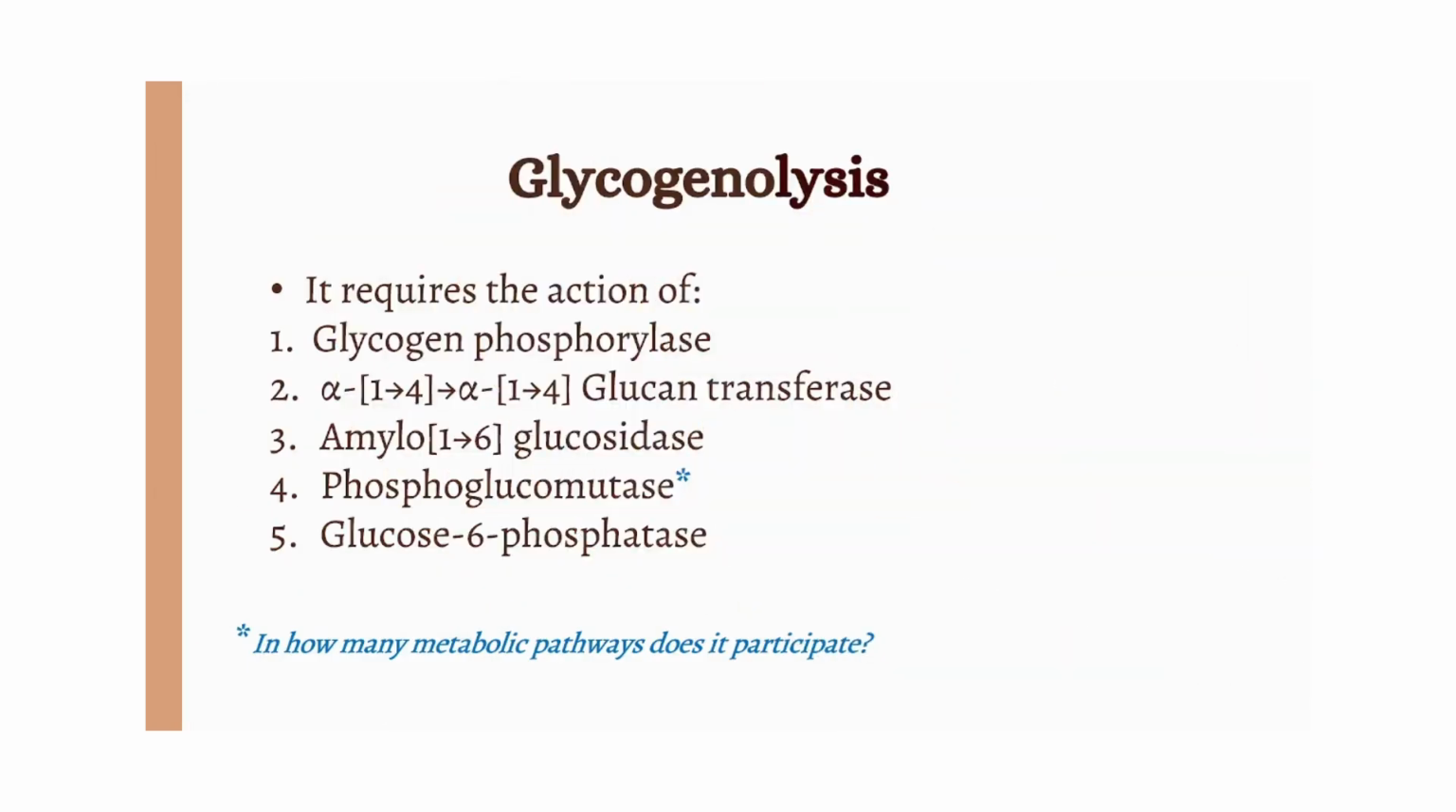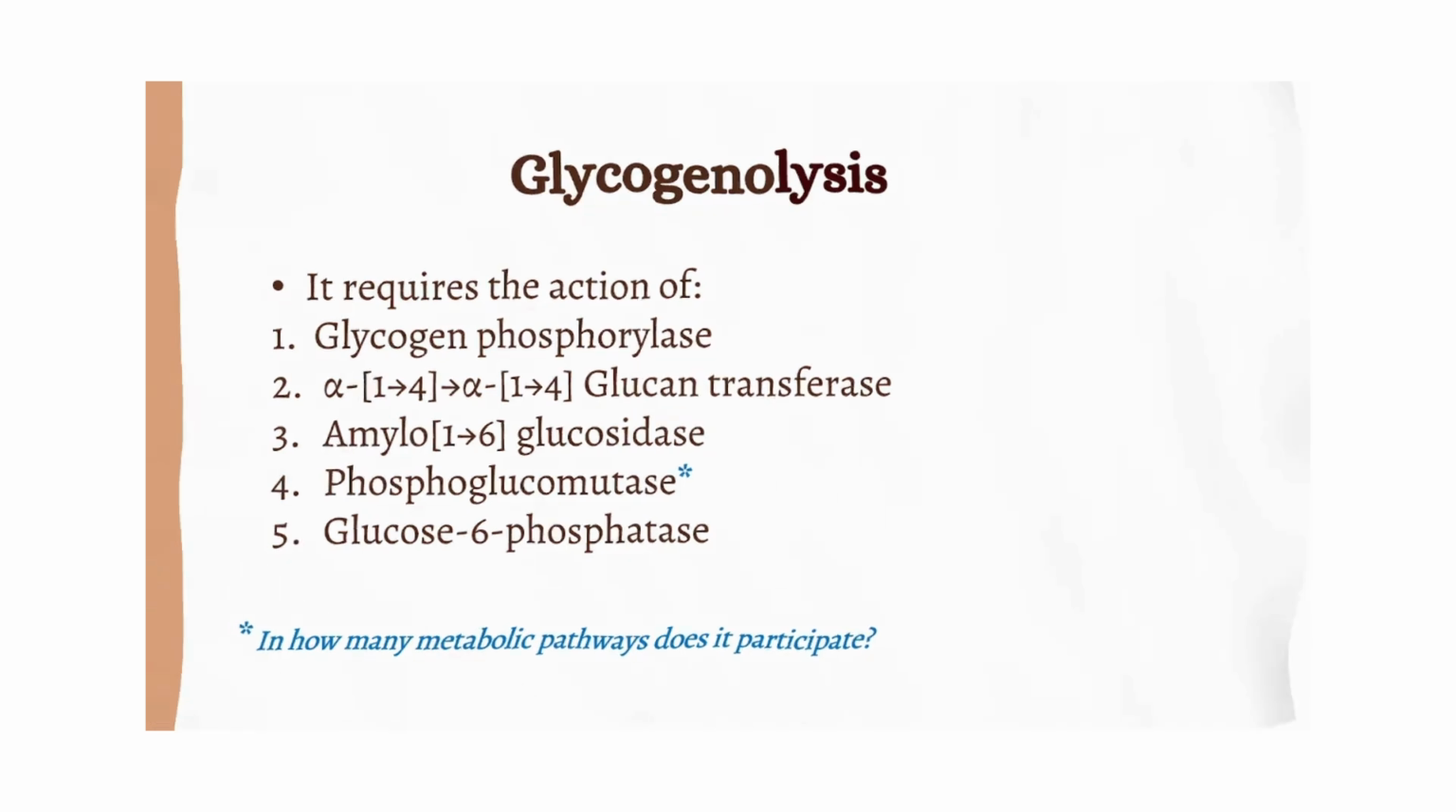For glycogenolysis, we need also the action of 5 enzymes, including a glycogen phosphorylase, alpha 1 to 4 glucan transferase, amylo 1 to 6 glucosidase, a phosphoglucomutase, and finally a glucose 6-phosphatase, similar to that in gluconeogenesis. A question for you here is regarding the enzyme phosphoglucomutase. How many metabolic pathways does it participate in, at least in carbohydrate metabolism? Write down your answer.